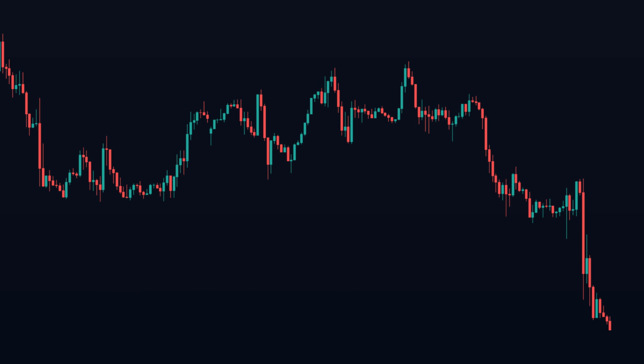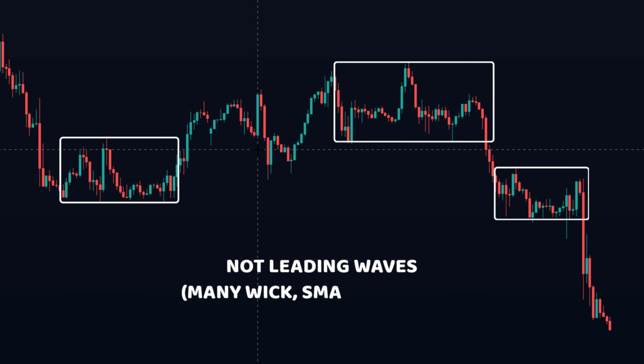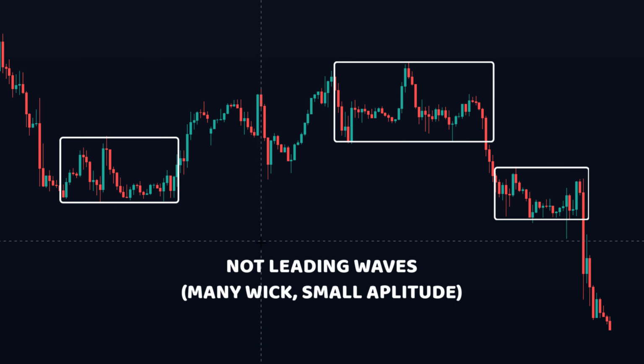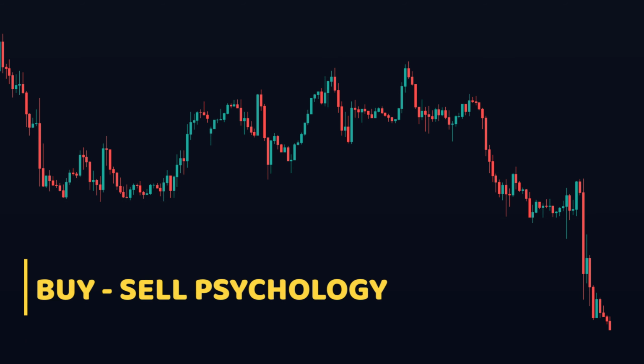For example, here we have a downward leading wave, and here is an upward one. These waves are not considered leading waves because they have many wicks, their amplitude is small and low, and the colors are alternating. So what's the trading psychology within these waves?